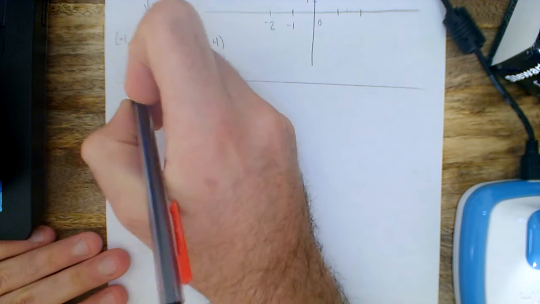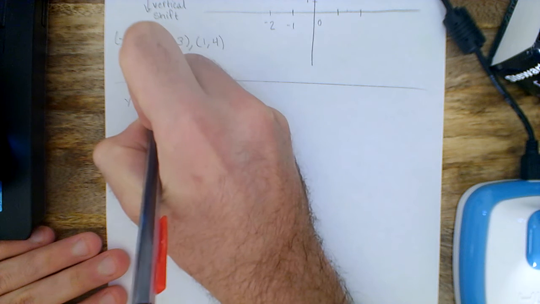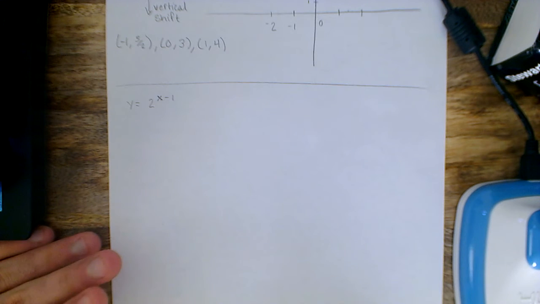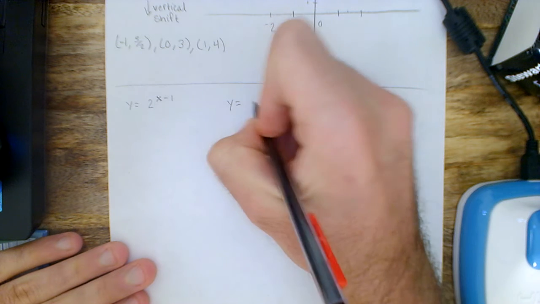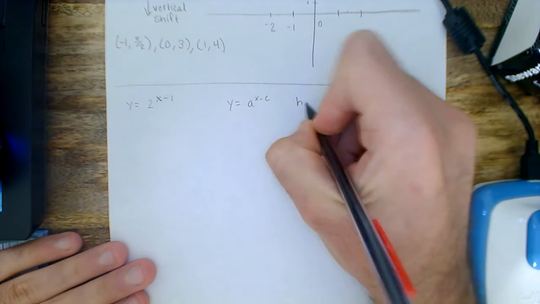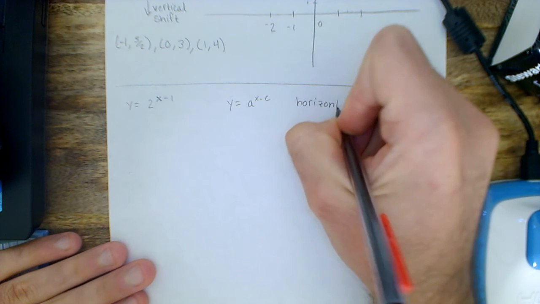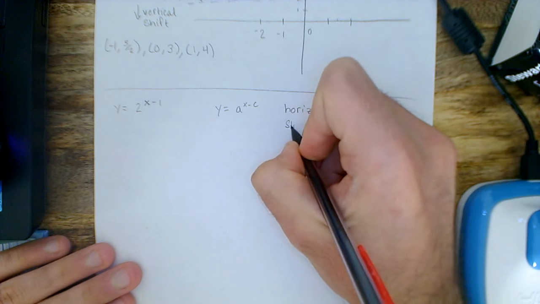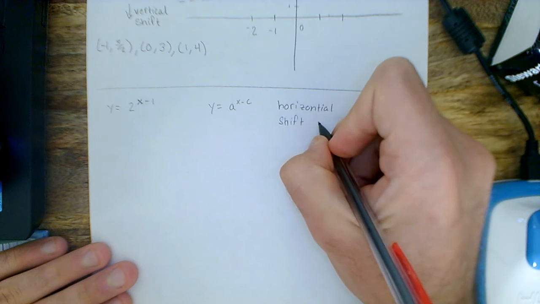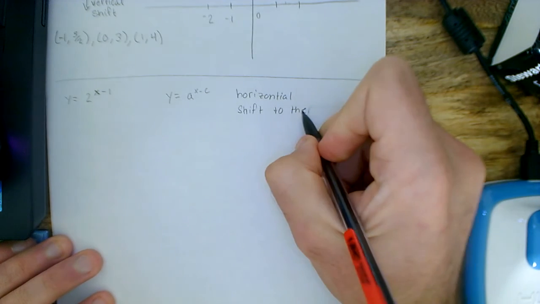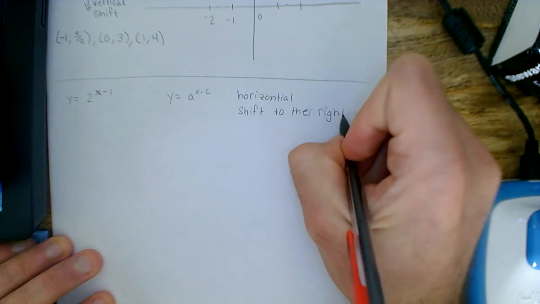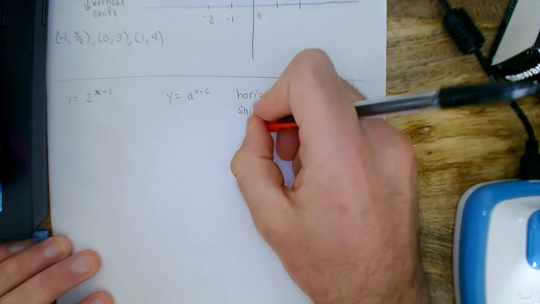y equals 2 to the x minus 1. So if we keep in mind that this is a horizontal shift, right? So from the table, we said y equals a to the x minus c is a horizontal shift to the right c units.